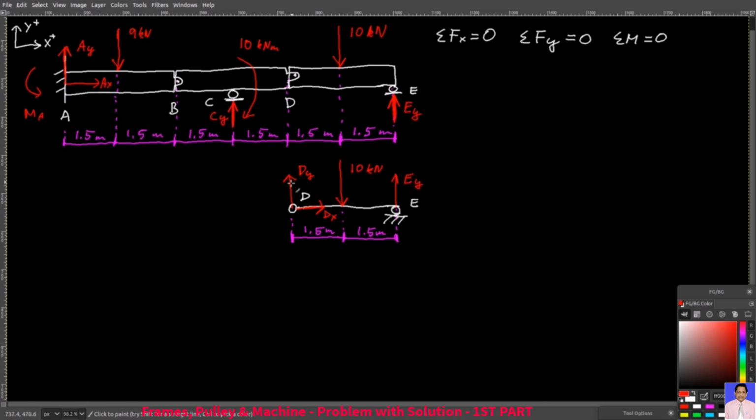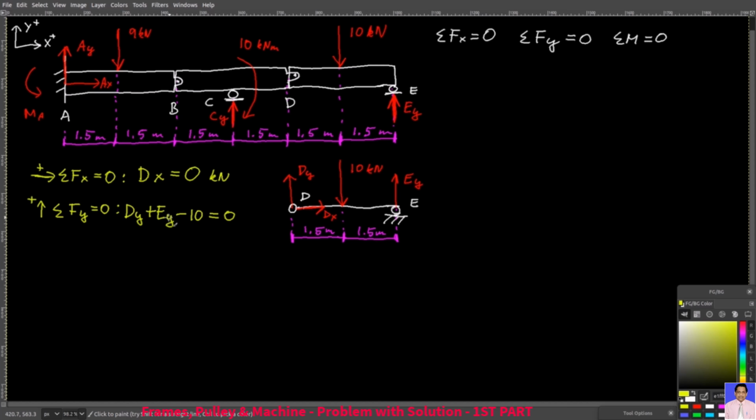And now in this free body diagram that you have only for the member DE, you only have three unknowns. Now you can solve for them. The sum of the forces in the x direction must be 0. You only have one force there, so Dx equals 0 kilonewtons. Then you do the same thing for the y direction. This is the equation, so Dy equals 10 minus Ey.